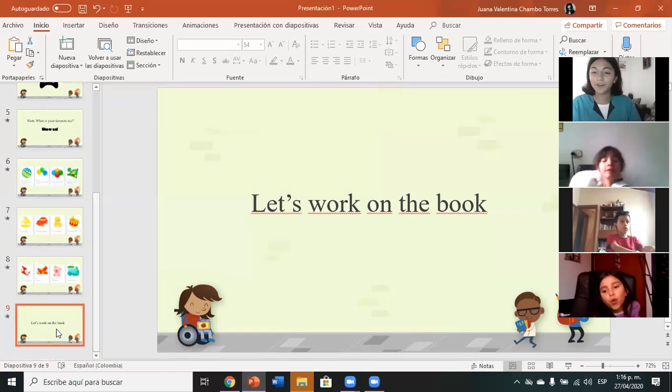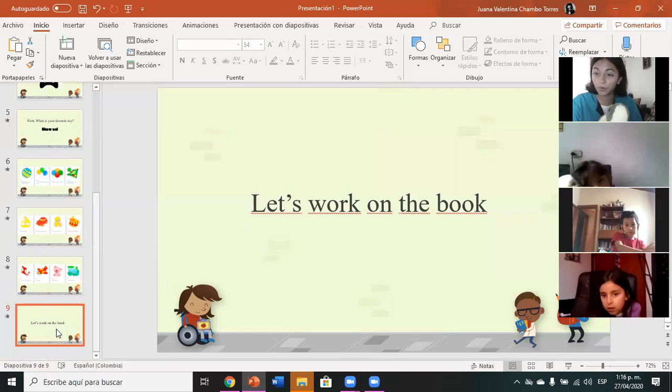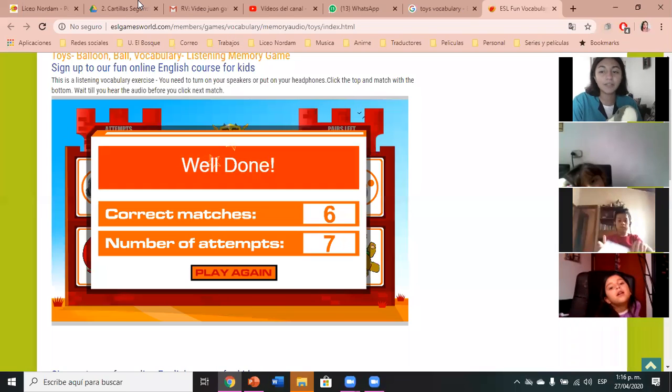And now what we are going to do, we are going to work, vamos a trabajar, we are going to work on the book. ¿Listo? Vamos a trabajar en el libro. So please open your book, abran sus libros, open your book.